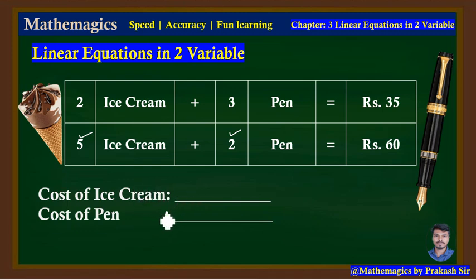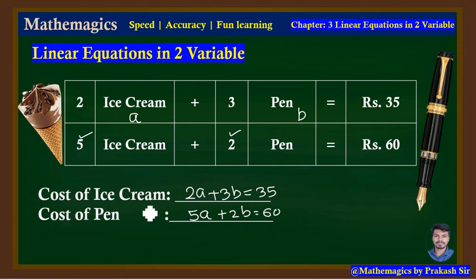So dear friends, in this kind of question, we can take help of linear equations in two variables to solve this kind of problem very simply. Let us consider the ice cream as A and pen as B. According to the given statement, our equation will be 2A plus 3B is equal to 35 rupees. And the other equation will be 5A plus 2B is equal to 60 rupees.